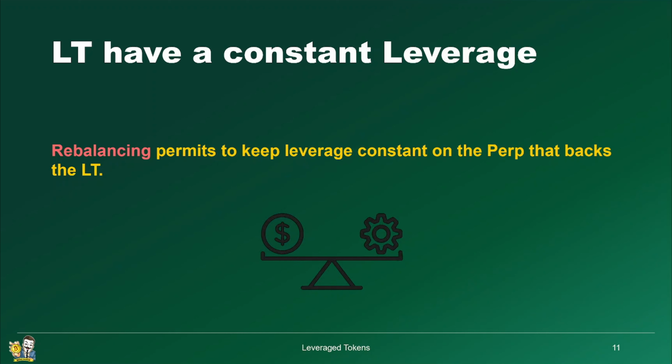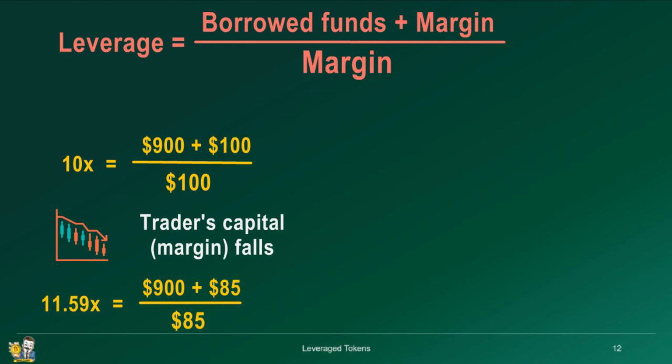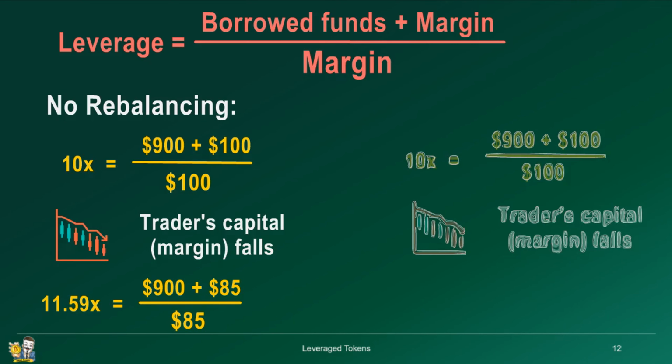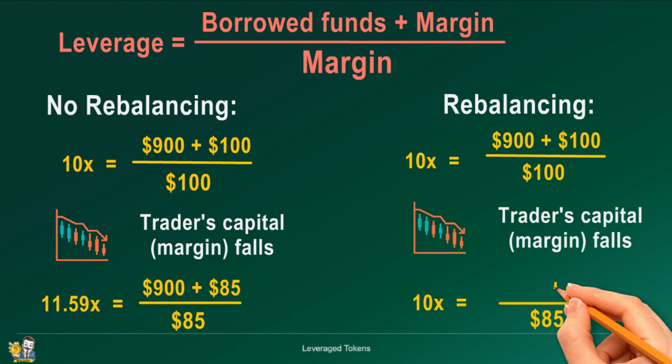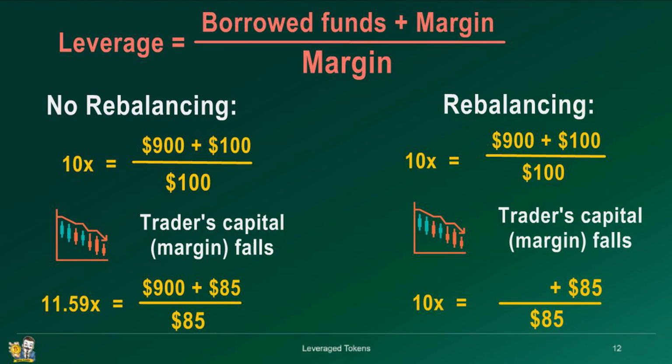Let's analyze this in more depth with a concrete example. Do you remember this example where the trader's margin falls? We saw that the leverage was increasing, and this equation proves it. There is no rebalancing. Let's take this example again, and for which there would have been a rebalancing to keep the leverage constant, that is to say, at 10. The trader's margin has therefore gone to $85. To keep the leverage at 10, the broker must therefore decrease the position and lower the $900 of borrowed funds to $765. So the ratio is still equal to 10.